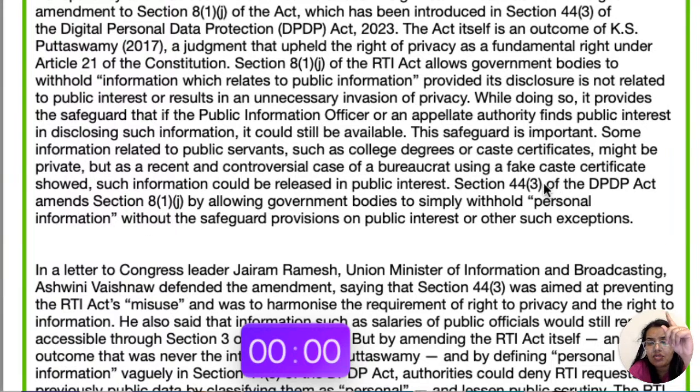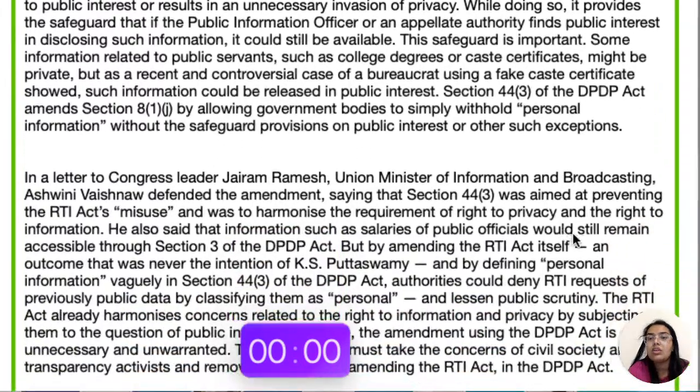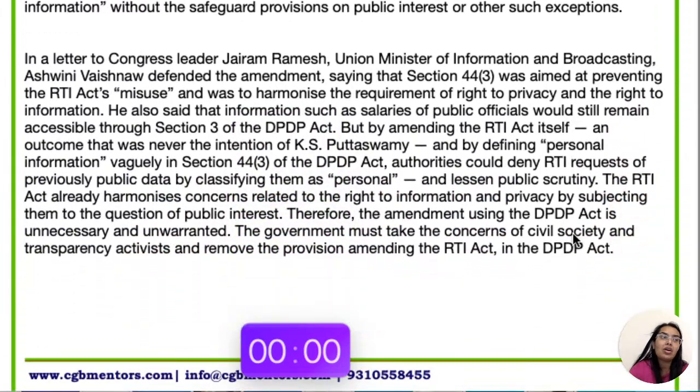So there is this 44.3 of the Act. It amends Section 8 by allowing government bodies to simply withhold personal information. Now there is now a chance you won't be getting all the information that you want without the safeguard provisions on public interest or other such exceptions. So there are chances that it's not gonna be 100% transparent as of now.